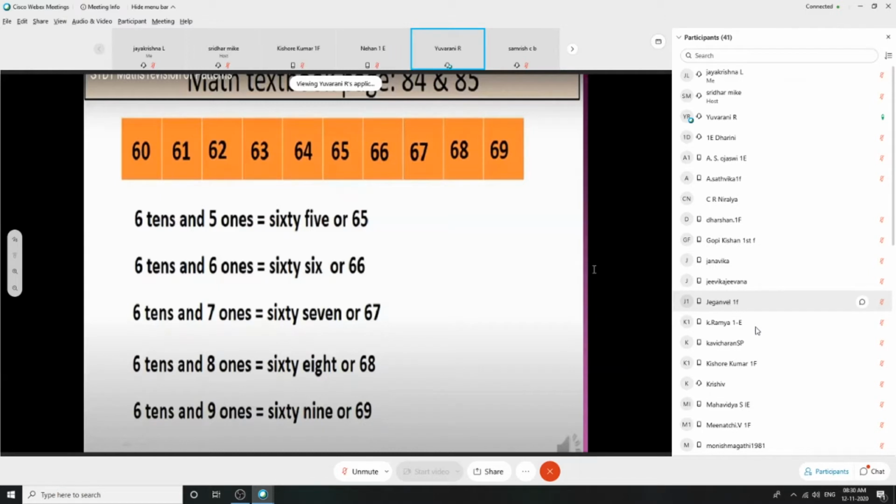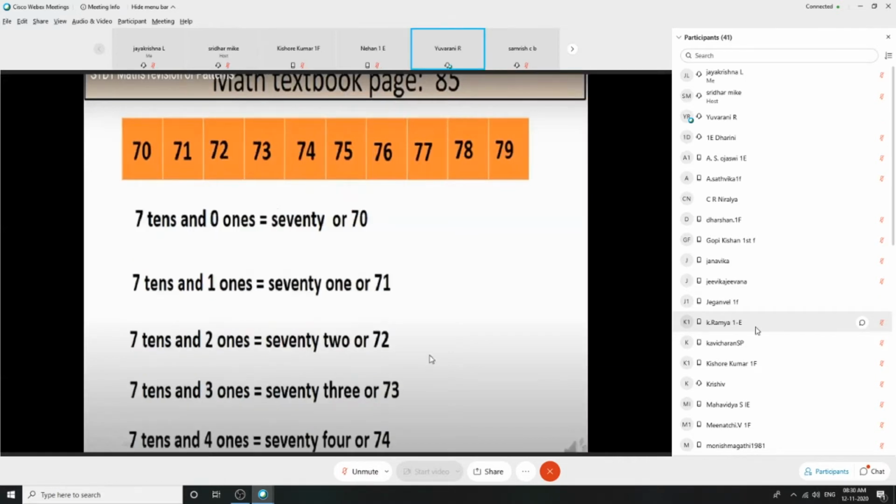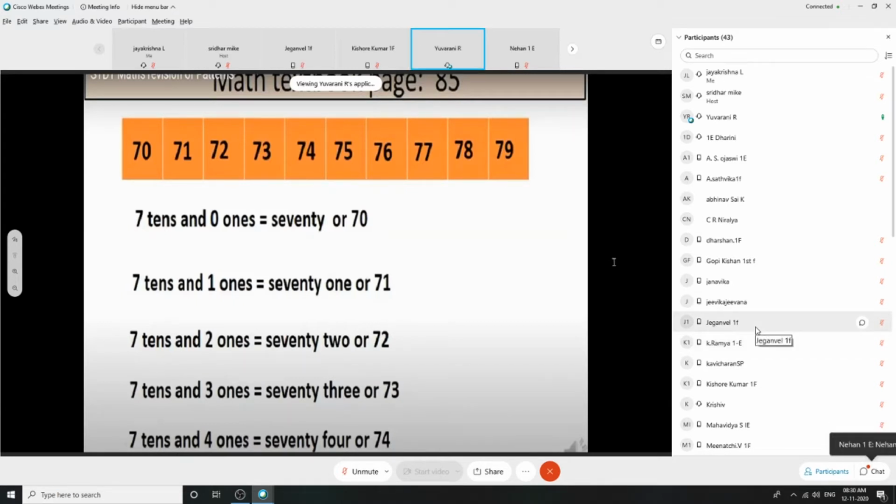Okay, so let me call our names from the chat box. Jagan. Seven tens and zero ones makes what? It's 70, ma'am. Super. Very good. Sivika. Good morning, Kanna. Seven tens and one ones makes what? 71. Wonderful, Kanna. Superb.